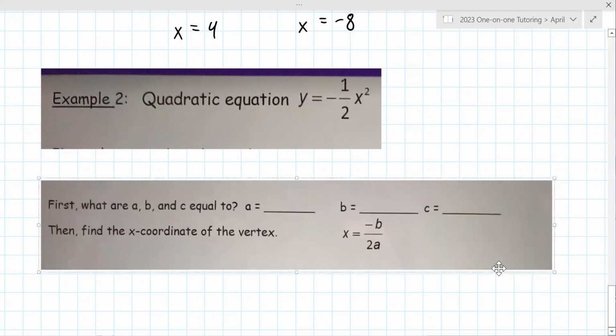All right. So here we go. It says first, what are A, B, and C equal to? That's referring to ax squared plus bx plus c. Sometimes you have to sort of add those here, 0x plus 0 to see them. Can you tell me the values of a, b, and c in this equation?